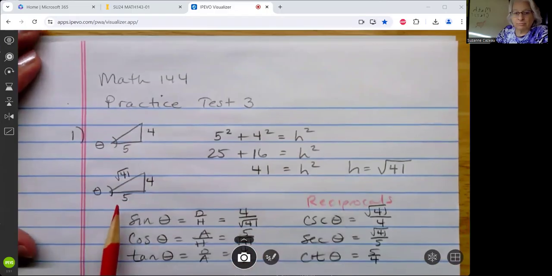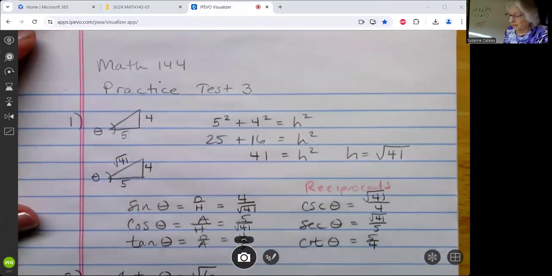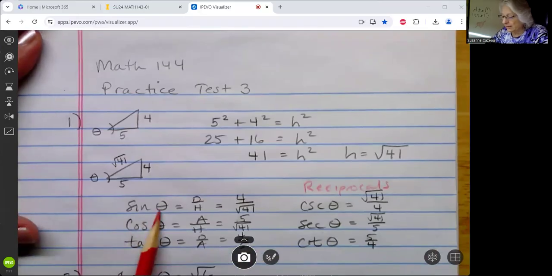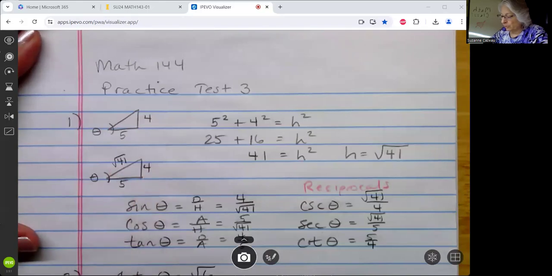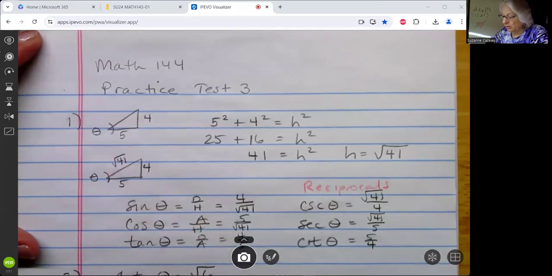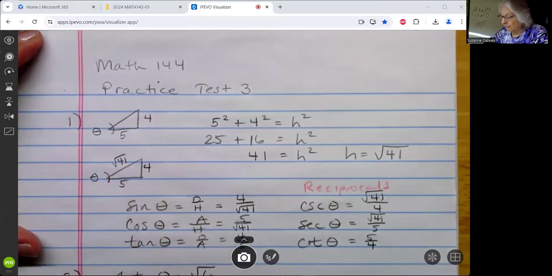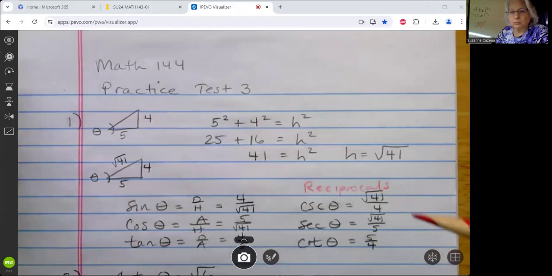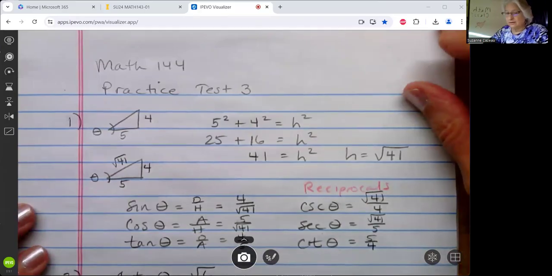And now that you've got all 3 sides, you can do your SOHCAHTOA. Sine of theta is opposite over hypotenuse, so 4 over root 41. Cosine is adjacent over hypotenuse, 5 over root 41. Tangent is 4 over 5. And then your reciprocals are just the reciprocals. Now, don't confuse reciprocal with inverse. These are not inverses. The inverse is where you trade the x and the y. The reciprocals are where you trade the numerator and denominator. So that's the big difference. Okay.